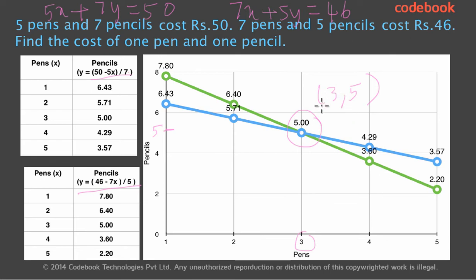So 3 and 5. So the solution to these two equations is 3 and 5, which means that the cost of the pen is 3 rupees and the cost of the pencil is 5 rupees. And also, if you observe, these are the values which are common in both the cases, 3 and 5. So this point satisfies both the equations. So this is how you solve linear equations using the graphical method.